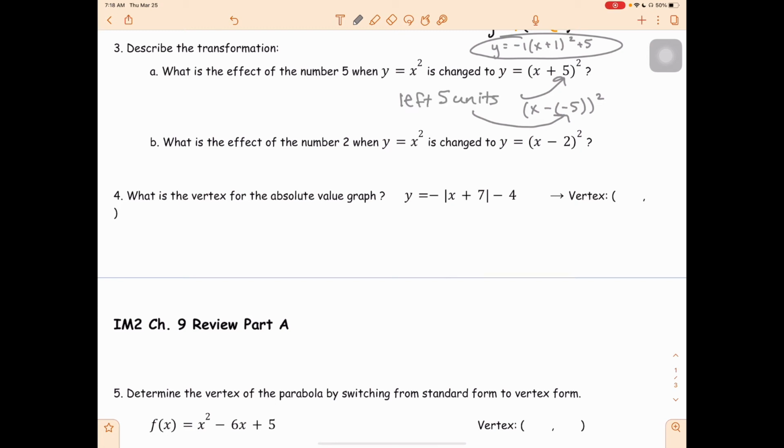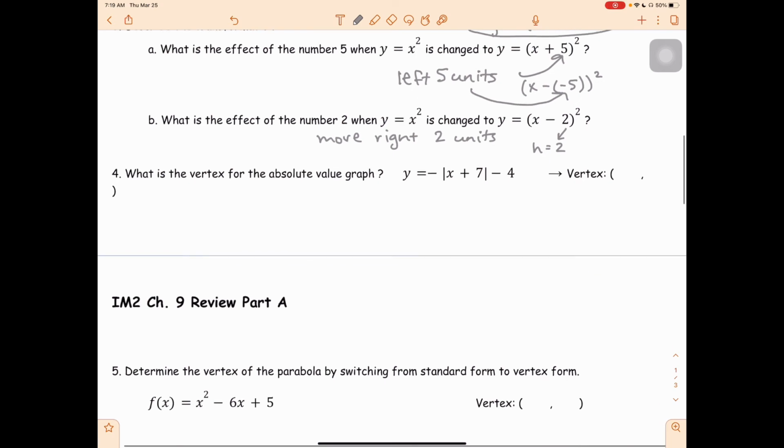And if you forgot how the shifts happen, graph each of these in Desmos and see what the difference is there. All right, what is the effect of the number 2 when y equals x squared is changed to y equals x minus 2 squared? Well, this means that my h is a positive 2, because in the formula it's x minus h, right? So it's x minus positive 2. So here we're going to move to the right 2 units.